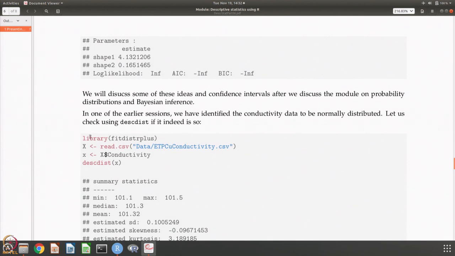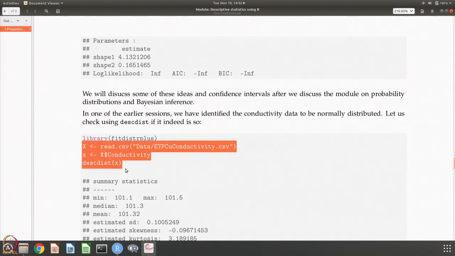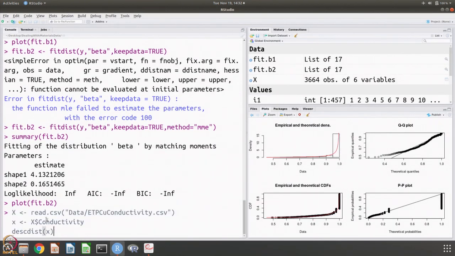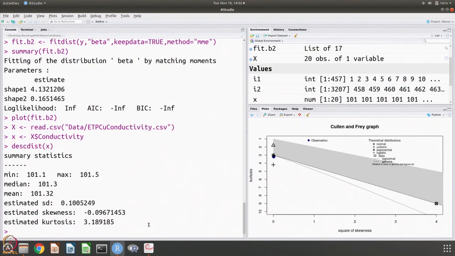So, for doing that, let us do this. We are going to read the data, that is the ETP copper conductivity data, and we are going to describe that distribution. And we find that our observation of course lies along this star, which is the normal distribution. So this is what we have been noticing: the minimum is 101.1, maximum is 101.5, median is 101.3 and mean is 101.32, and standard deviation was 0.1. These we have already seen, and the skewness you can see is quite close to 0 and kurtosis is quite close to 3. So this shows you that this is a very nice normal distribution.